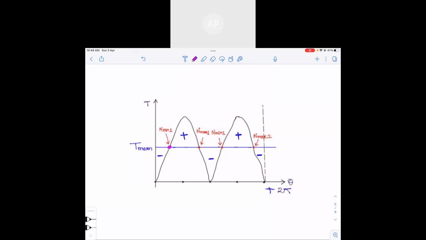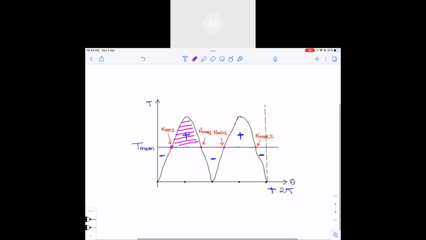So after some excess energy, what will happen to this excess energy? The excess energy will be stored in the flywheel, right? So what will happen to the speed of the flywheel? The speed of the flywheel will increase, so it will become maximum at this point. That's why I call it nmax1. The speed of the flywheel will increase, because just now you have poured energy into the flywheel, so the energy of the flywheel has now increased.